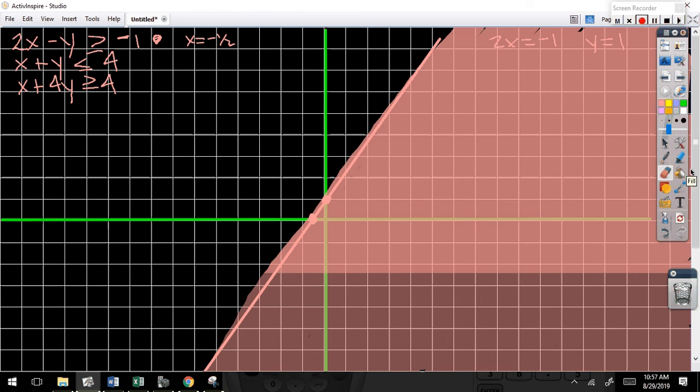All right, the second one I'm going to do in yellow. This one is just x plus y. There are no coefficients, so my x and y intercepts are exactly the same. What are they? Four. 1, 2, 3, 4.